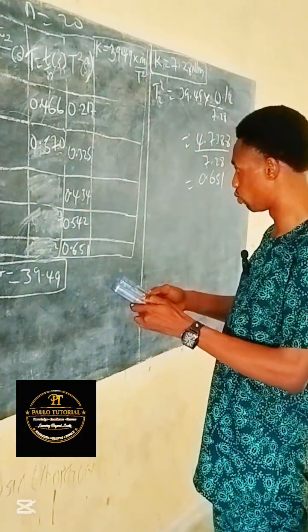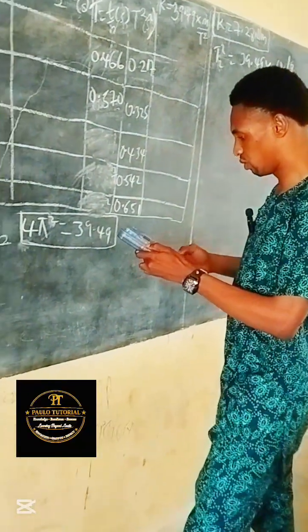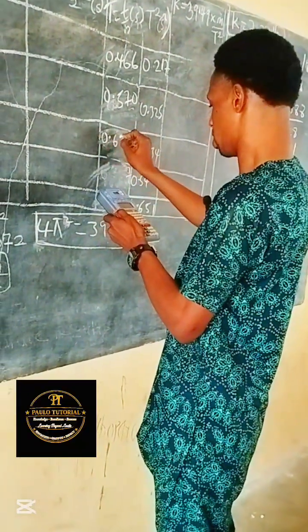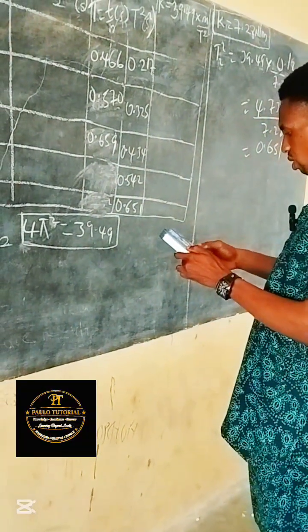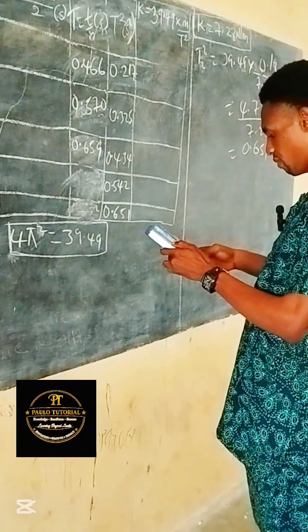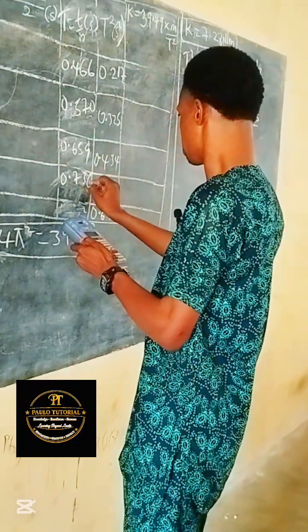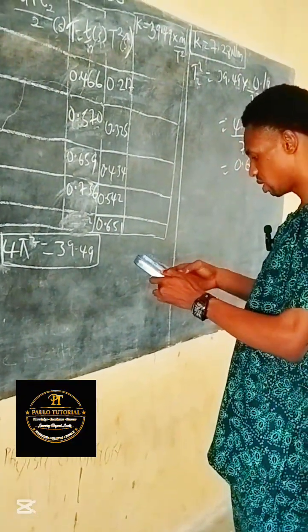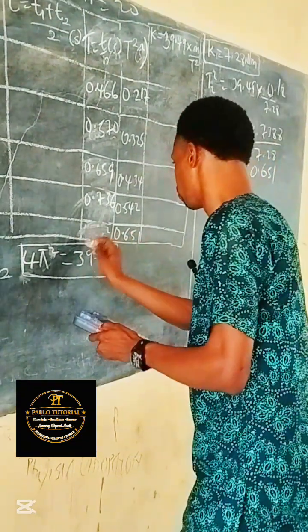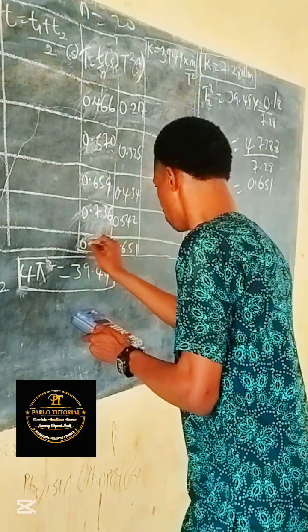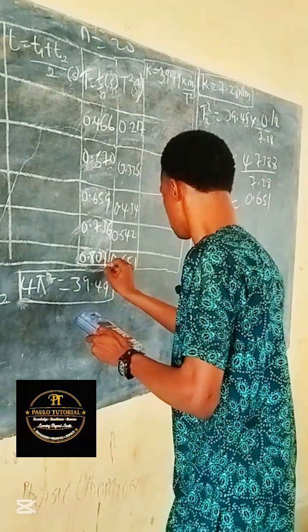I also find the square root of this one also. That is the square root of 0.434. So that gives me 0.659. I look for the square root of this one also, that is the square root of 0.542. So the square root is 0.736. I also look for the square root of this one, that is the square root of 0.651. So the square root of this one is 0.807.